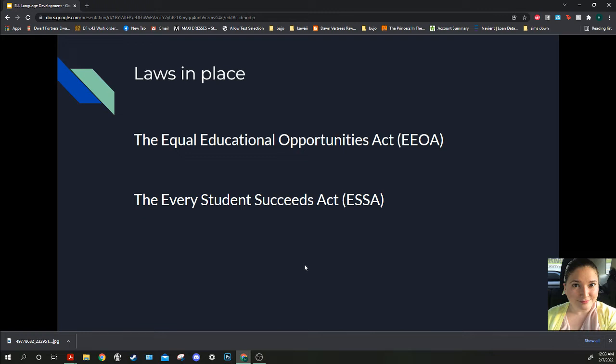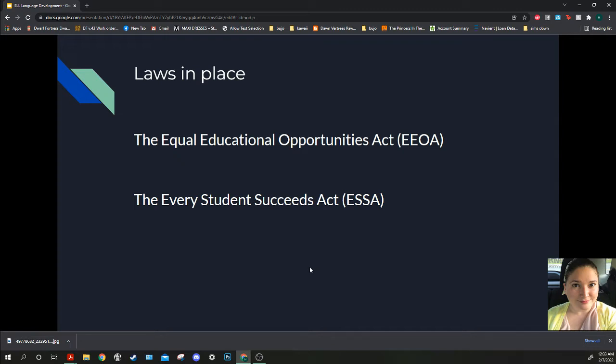First, let's go over the laws in place. There are two laws in place to protect the ELL students. The first being the Equal Educational Opportunities Act, or EEOA, of 1974. It prohibits discrimination against students.